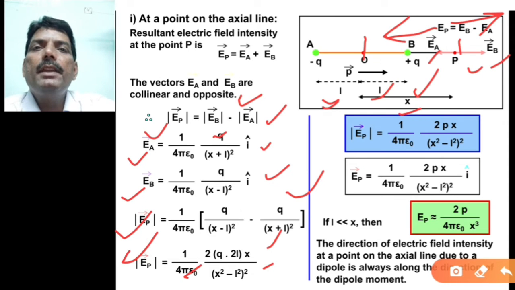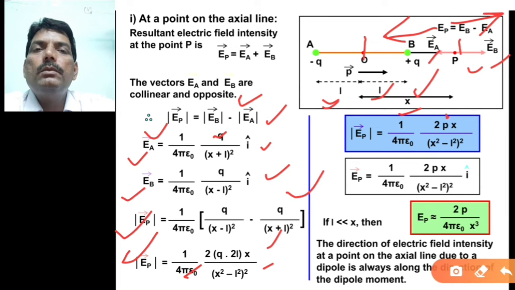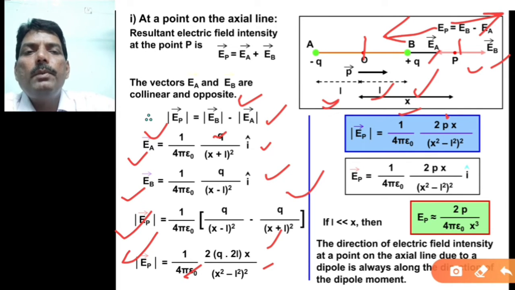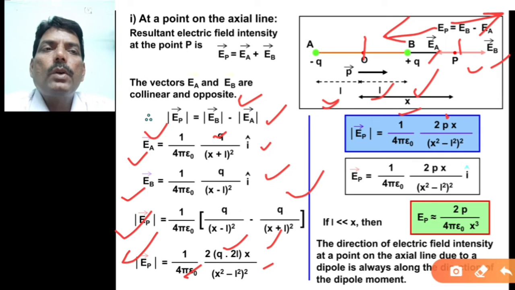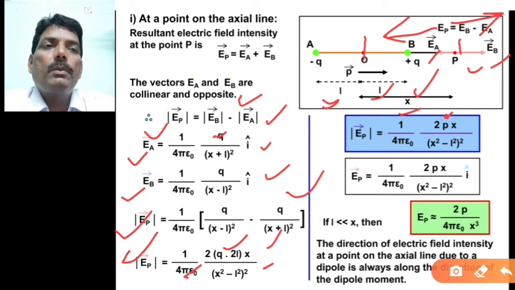So you have the formula for the dipole moment, or the magnitude of the dipole moment is given by p is equal to q into 2L. So I put this value q into 2L as p here. So the resultant electric field at point P will be calculated by 1 upon 4 pi epsilon naught, 2px upon (x square minus L square) whole square.